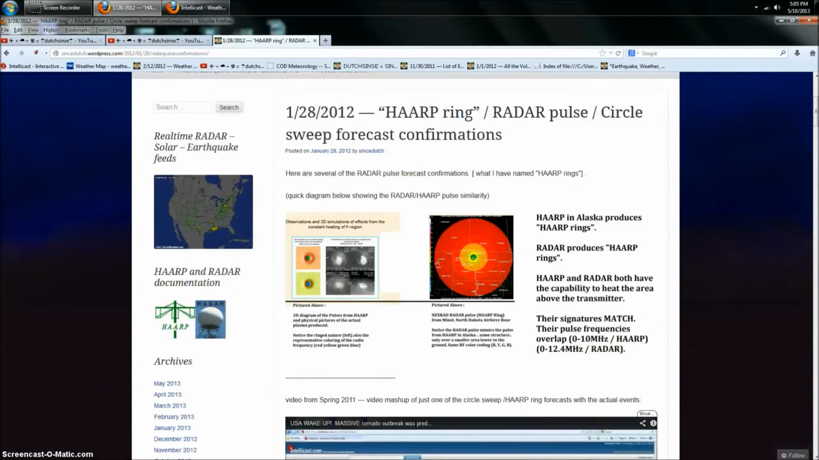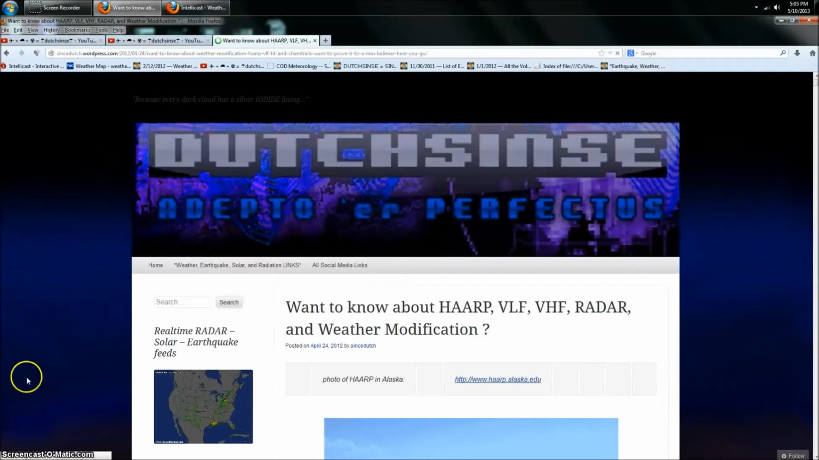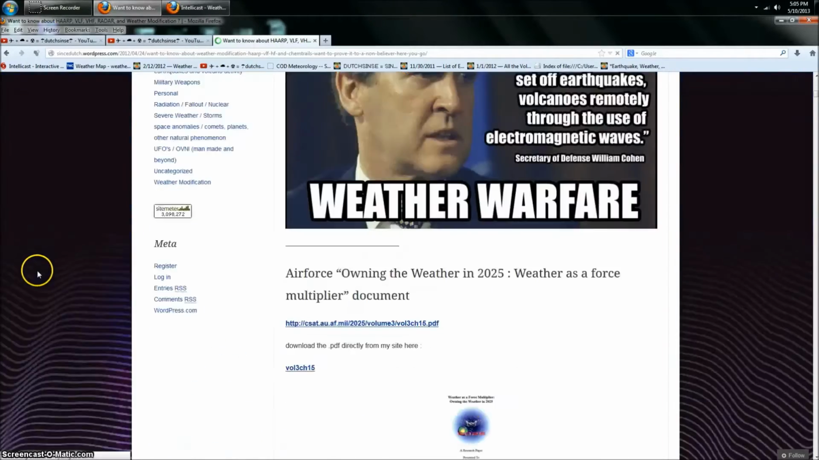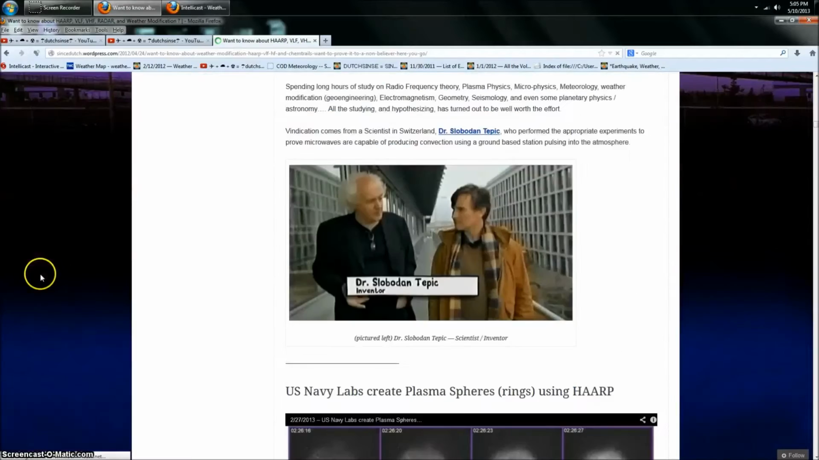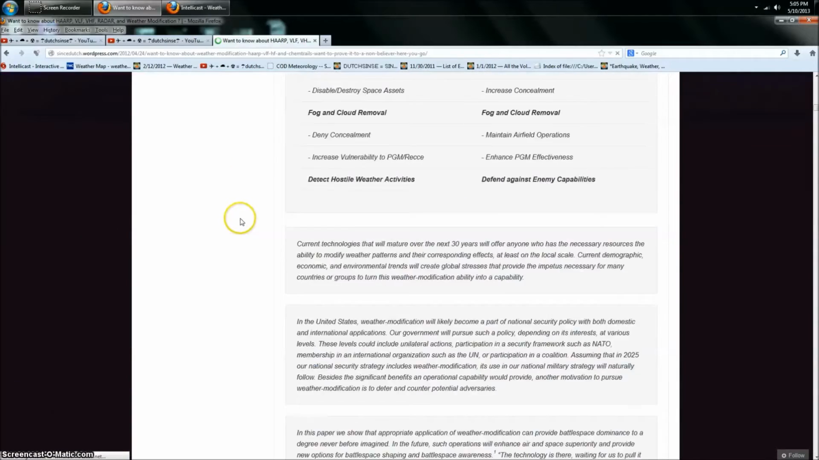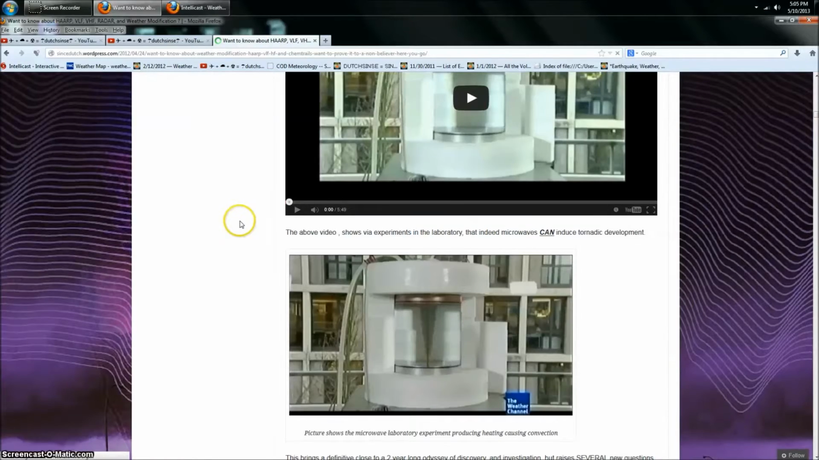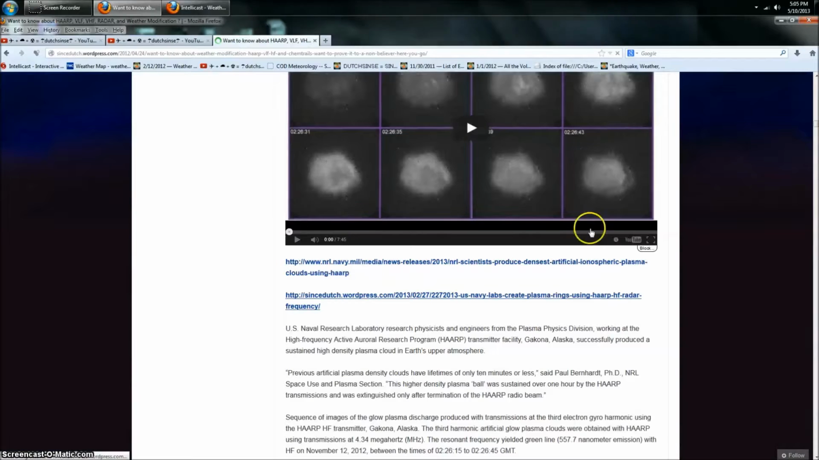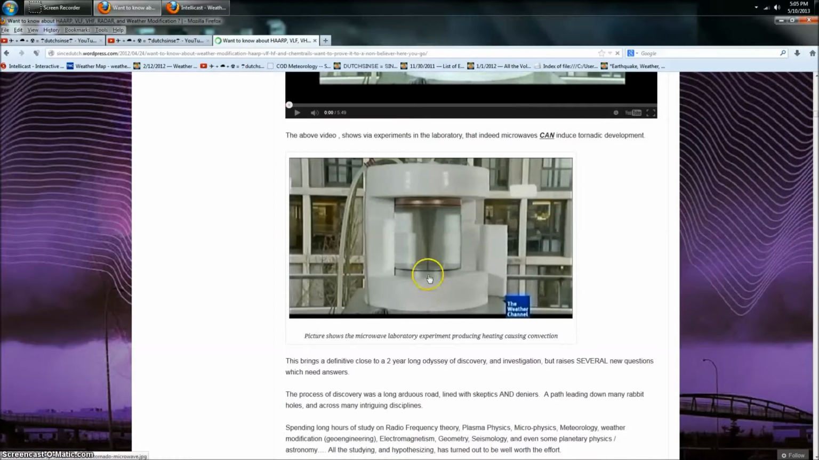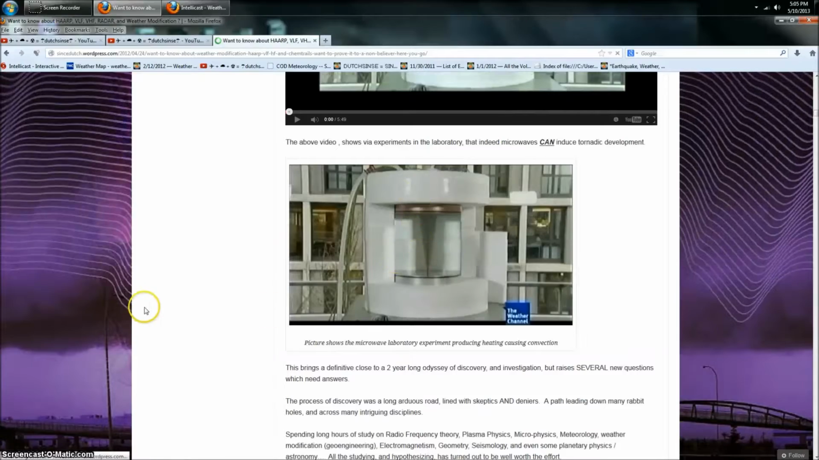I've even gone so far as to put all the documentation together in a huge post. Not only have I documented the pulses as they've happened and the storms that follow and hit those pulses, but I've pulled together all the information showing how I think it can be done. Lately it's been proved correct by experiments done by scientists, and the US Navy used radio frequency to produce plasma heating in the atmosphere. Physical pictures here, and scientists doing it in the laboratory to actually make tornadoes using microwaves.